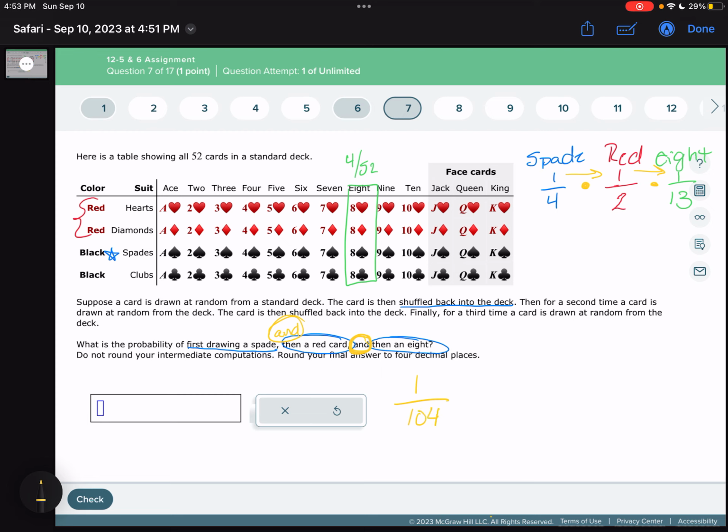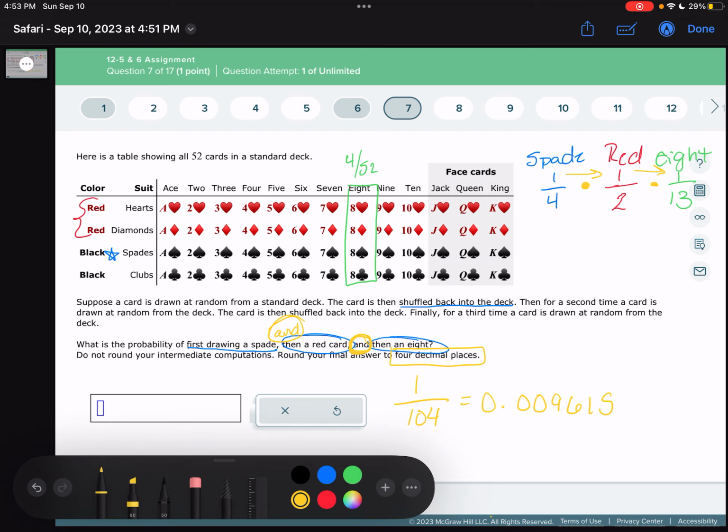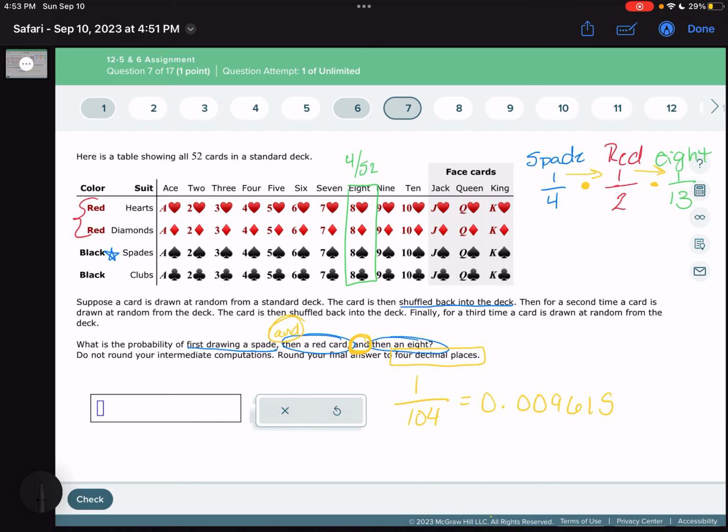This asks us for a decimal place, rounding to 4 decimals. So I'm going to do 1 divided by 104. And that gives me 0.009615. It asks me to round that to 4 decimal places, which would be 1, 2, 3, 4. The number following is a 1, so my answer would be 0.0096. It's a 1 there, which means that I'm going to leave that 6 alone. If it was a 5 or greater, I would have rounded that 6 up.